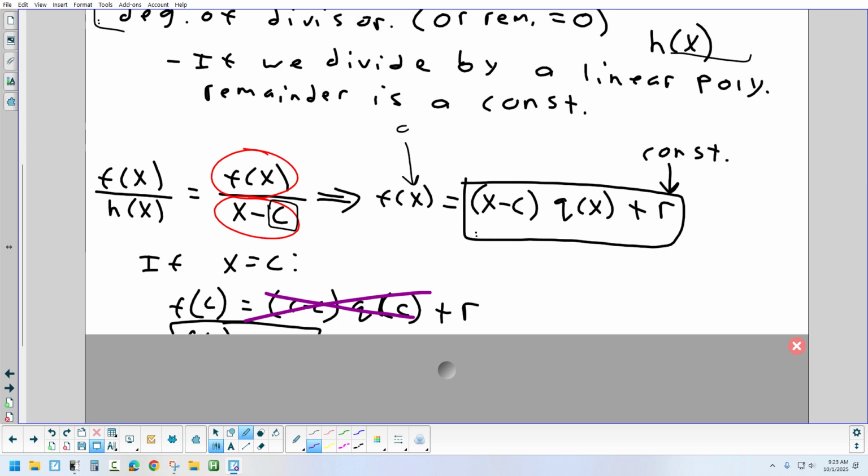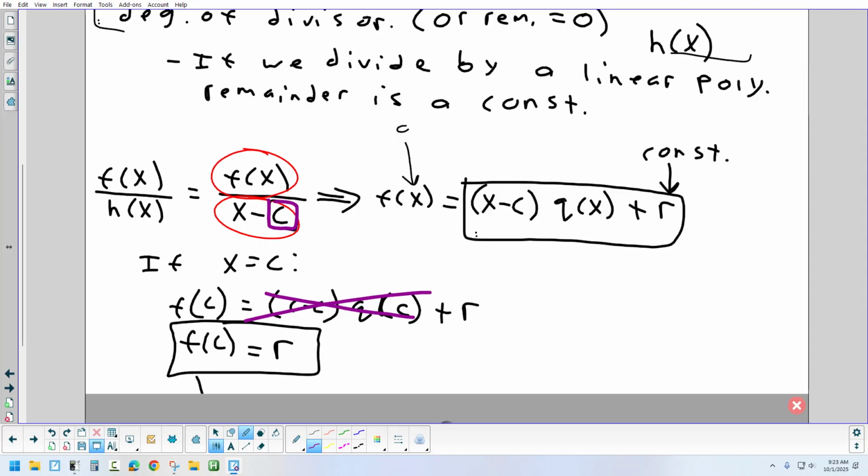So by plugging in the number after the minus sign, we can very quickly figure out the remainder of a division problem if you're dividing by something of the form x minus a number. If you're dividing by something like x squared minus a number, no, that doesn't work. It has to be x minus a number. So we can quickly get the remainder. Why would we want to quickly get the remainder? What would that do for me? To see if something is a factor.